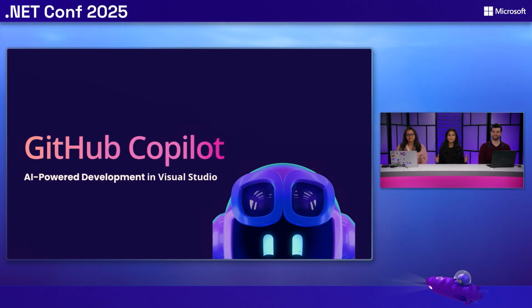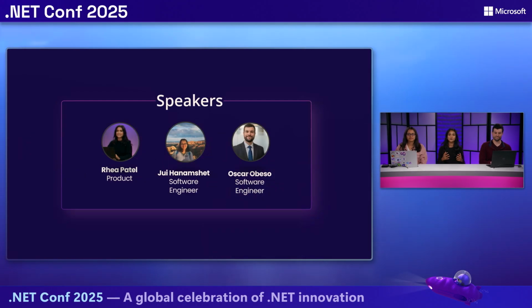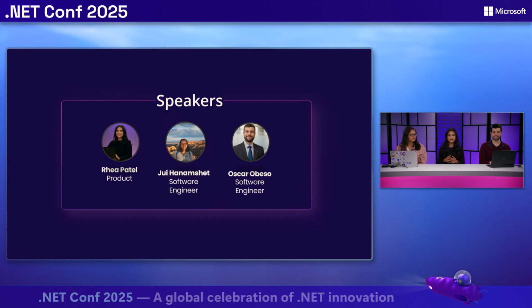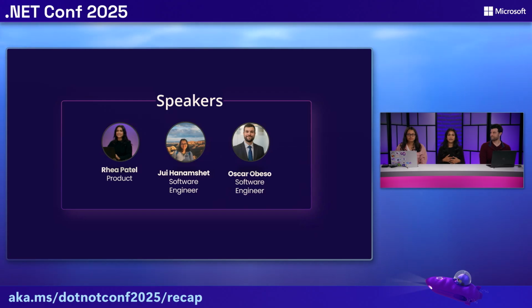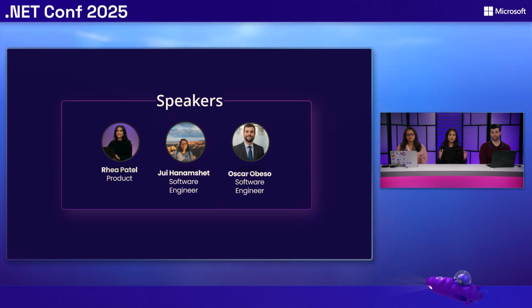I'm a product manager working on GitHub Copilot, and today I'm joined by Zui and Oscar, some incredible engineers working on Visual Studio's agentic experience, and we're really excited to show you all of the enhancements that we've made over the last couple months. This year has been really focused on making AI accessible and helping you accelerate your code from your ideas to working code to getting you to deployed code, all with different agents.